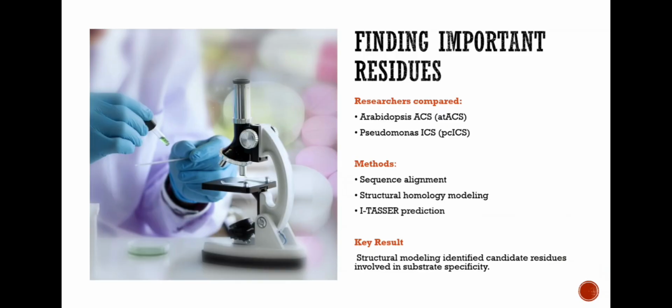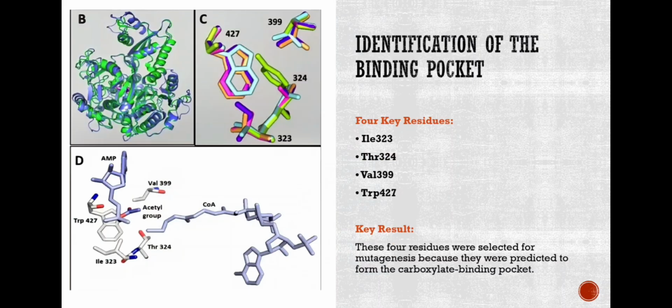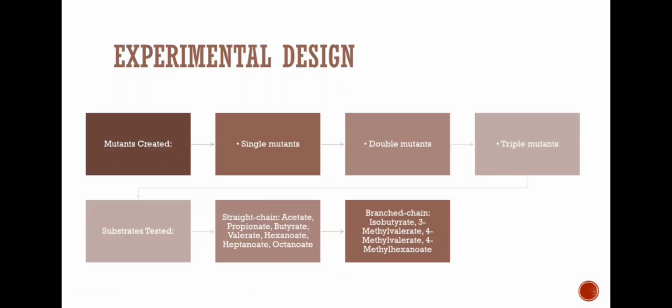In the identification of the binding pocket, the structural modeling identified 4 important residues. They were predicted from the carboxylate binding pockets because the substrates must fit into the pocket before the reaction occurs. The researchers predicted that changing these amino acids would alter the substrate preference. These 4 residues became the targets for mutagenesis, and you can see those 4 key residues here.